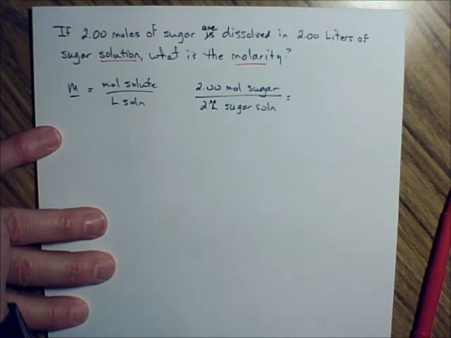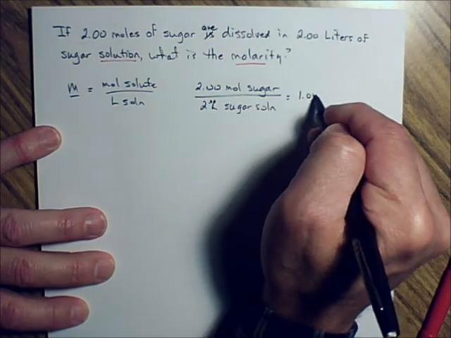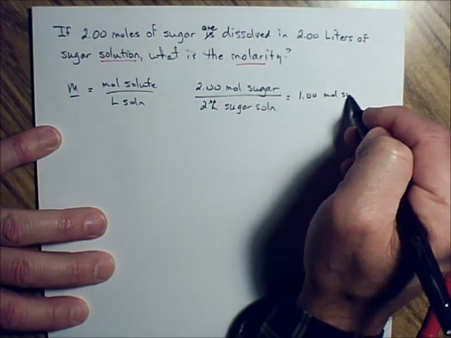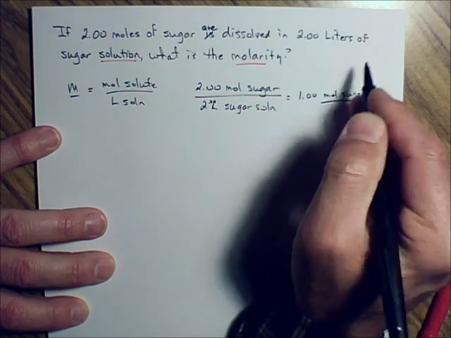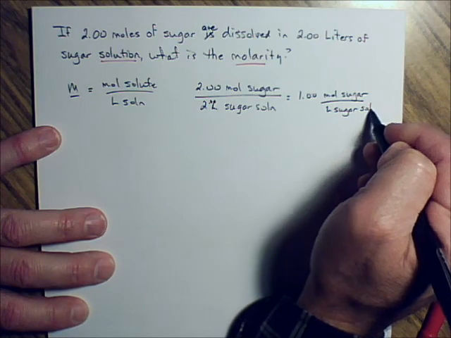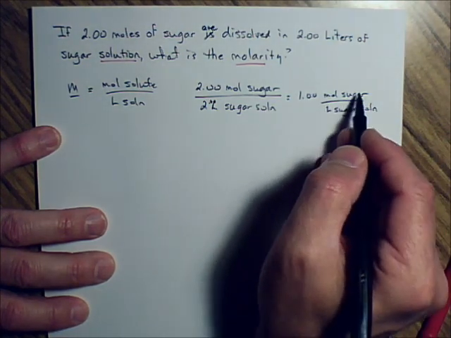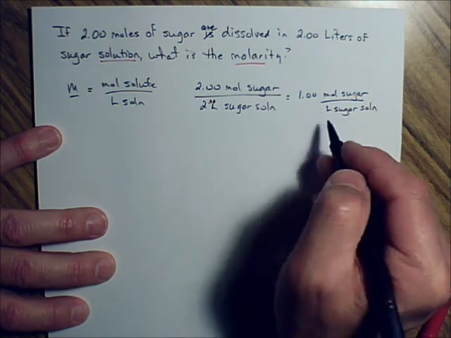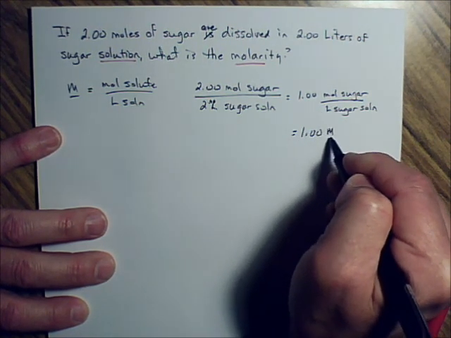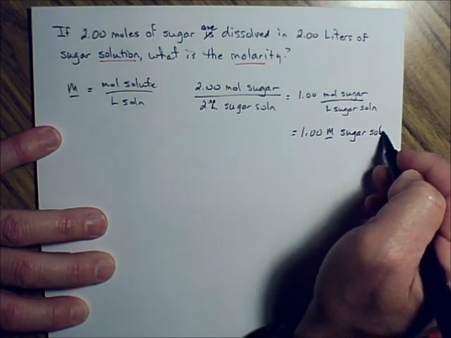We divide them, right? Divide them. So 1.00 moles sugar over liters of sugar solution. And since moles of the solute over liters of the solution is molarity, this is also 1.00 molar sugar solution.